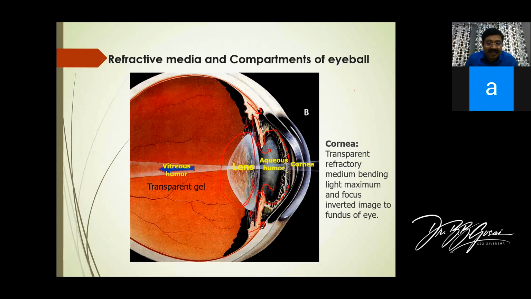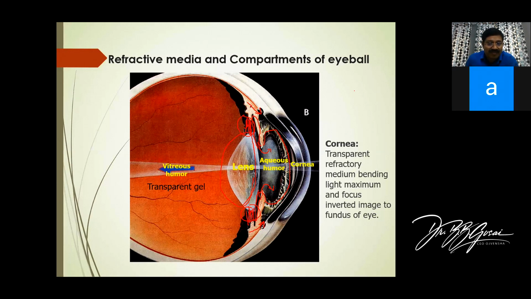Okay, and this is the zonular ligament. These are the fibers coming from the ciliary body, going to the margin of the lens. These are the zonular ligaments, which are suspending the lens.